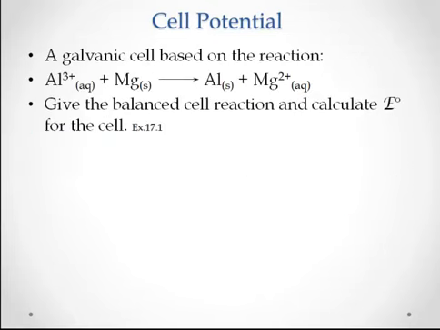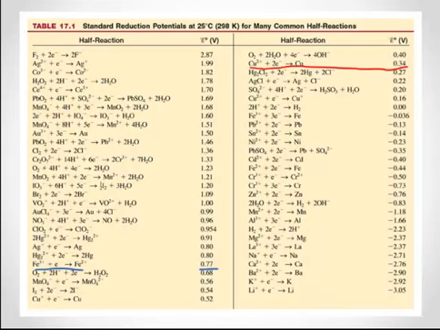Here we've got a galvanic cell, and I've got aluminum 3+ being reduced, and magnesium being oxidized. So let's give the balanced cell reaction and calculate the E for the cell. Now they want us to write the balanced cell reaction. Well, we can do that. I'm going to use my chart. Let's find aluminum being reduced. If I look at it, it's right there, and it's a negative 1.66. So let's go back to here.